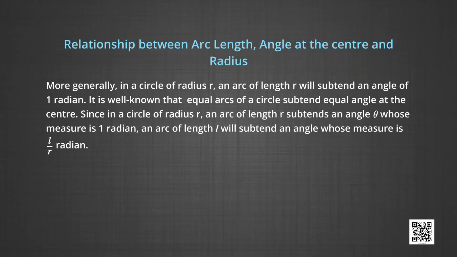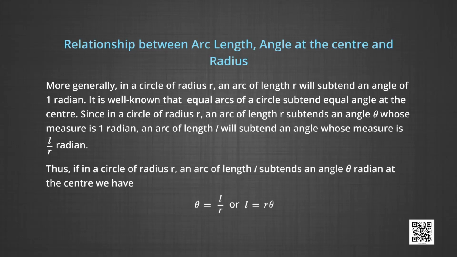Since in a circle of radius r, an arc of length r subtends an angle theta whose measure is 1 radian, an arc of length L will subtend an angle whose measure is L divided by r radian. Thus, if in a circle of radius r, an arc of length L subtends an angle theta radian at the center, then we have theta is equal to L upon r or L is equal to r theta.